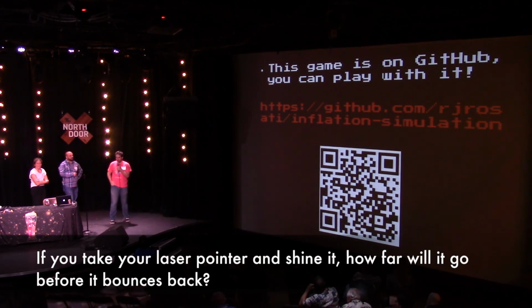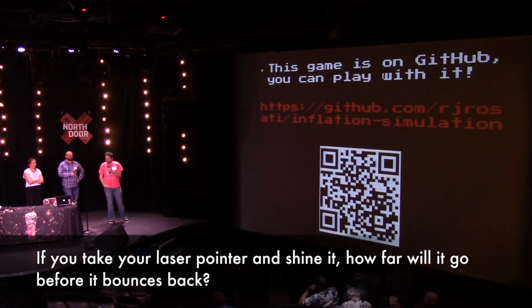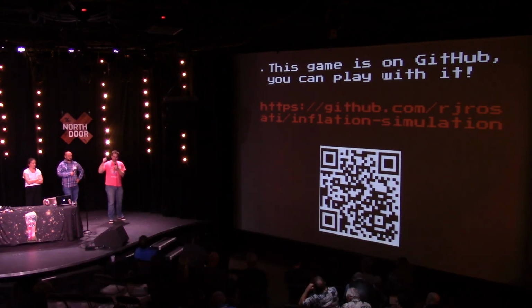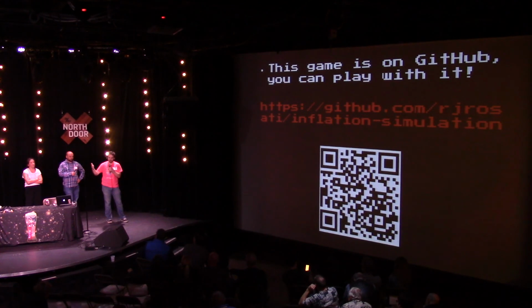So the question was, if you take your laser and shine it, how far will it go before it bounces back? Right now I think the horizon distance is about a third the size of the universe. So if you send your laser far enough, it would get to about a third the length of the universe and then stop. Or the light beam would keep moving, but in comparison to things that we can see, it would look like it stops advancing.